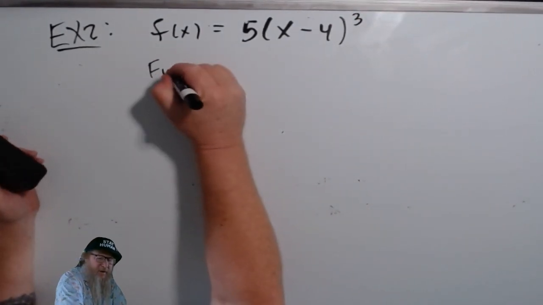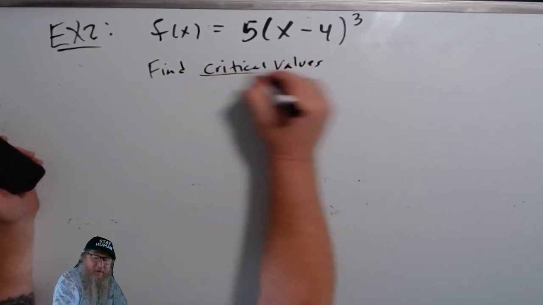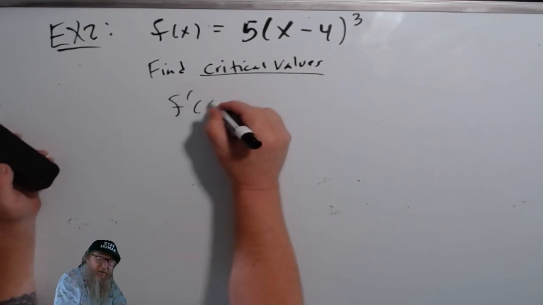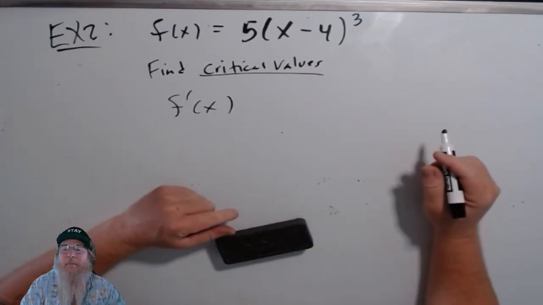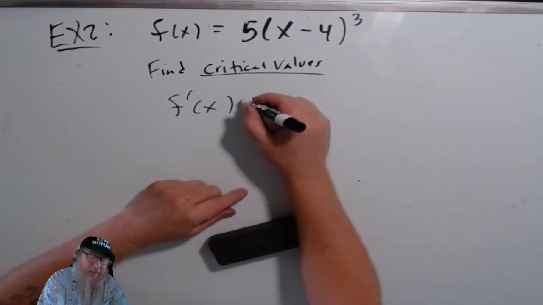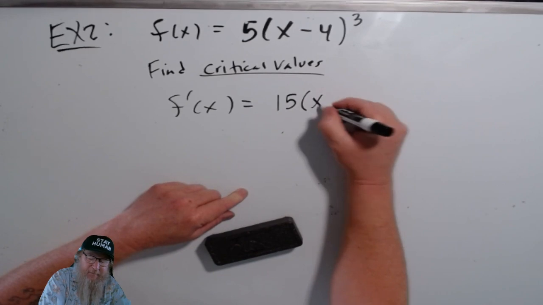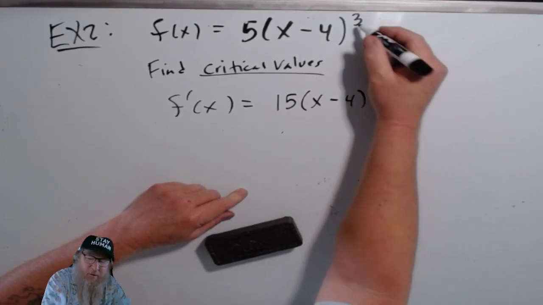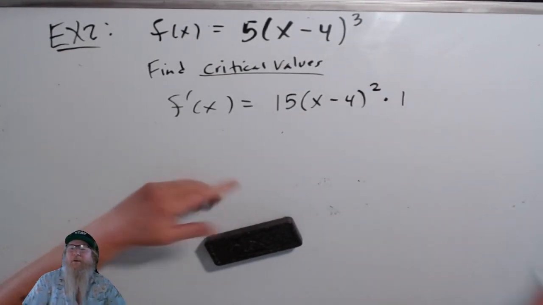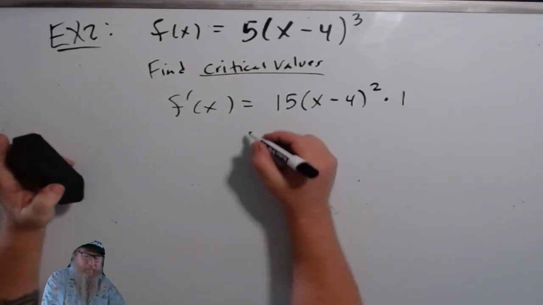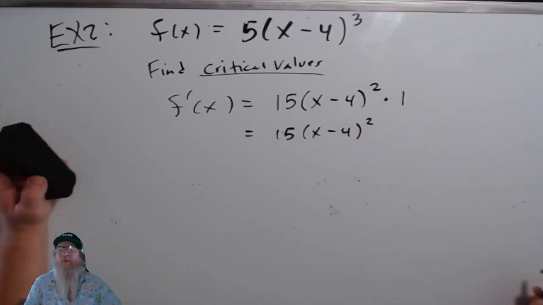All right, so first let's find the critical values. Now, good thing we have the chain rule, because taking the derivative, we wouldn't want to have to cube this out and make a large expanded polynomial. I mean, we could if we wanted to, but with the chain rule, we don't have to do that. So we have 3 times 5 is 15, (x minus 4) to the second, and then times the derivative of x minus 4, which is just 1. So the derivative is just 15(x minus 4) squared.